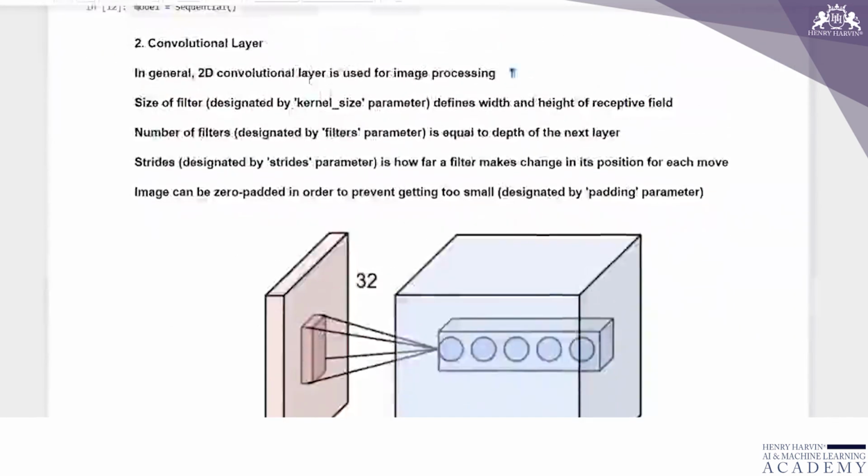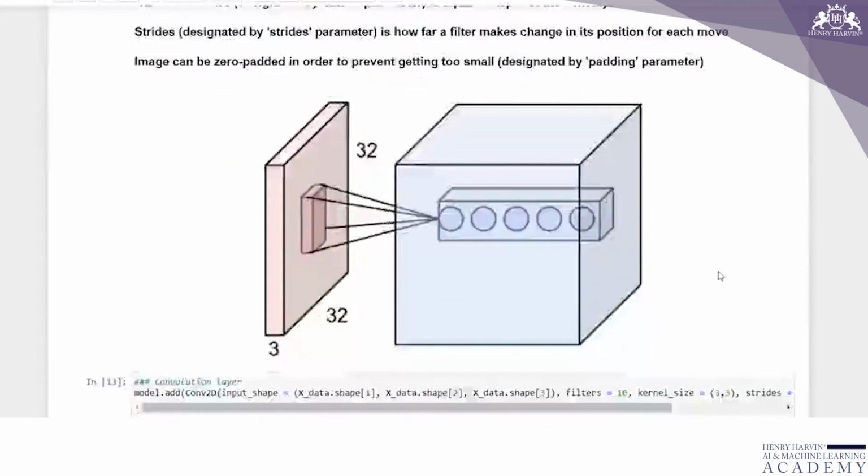So in general, 2D convolution layer is used for image processing, and the size of the filter, that is the kernel size parameter, defines the width and height of receptive field, and the number of filters is equal to the depth of the next layer, and strides is how far a filter makes change in its position for each move, and image can be zero padded in order to prevent getting too small, right?